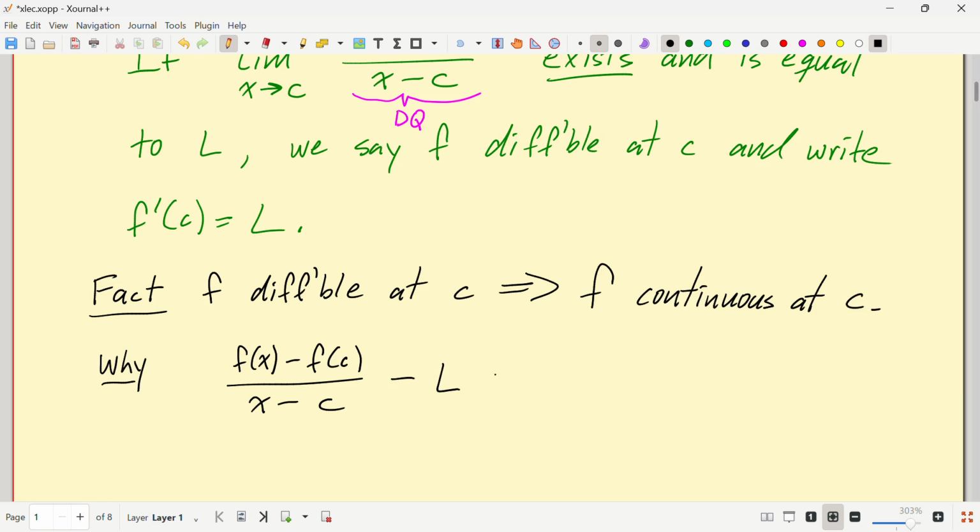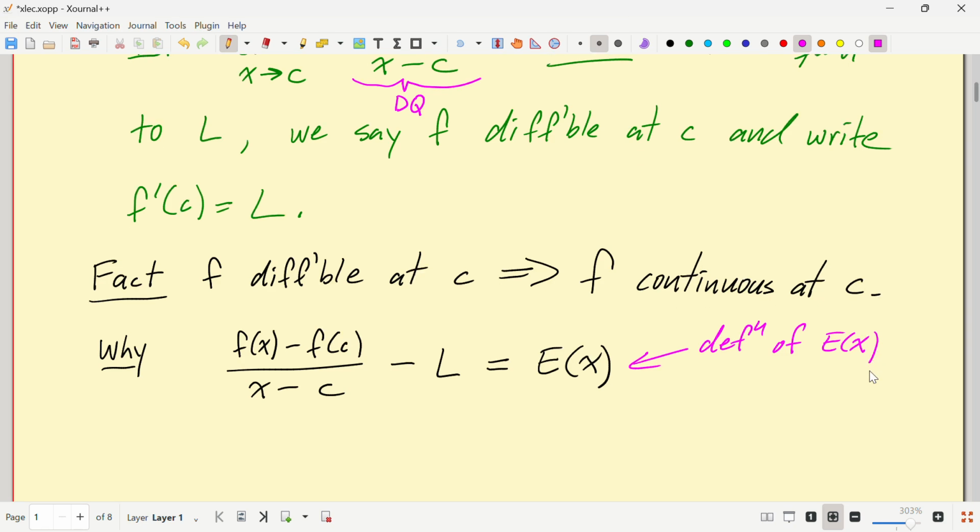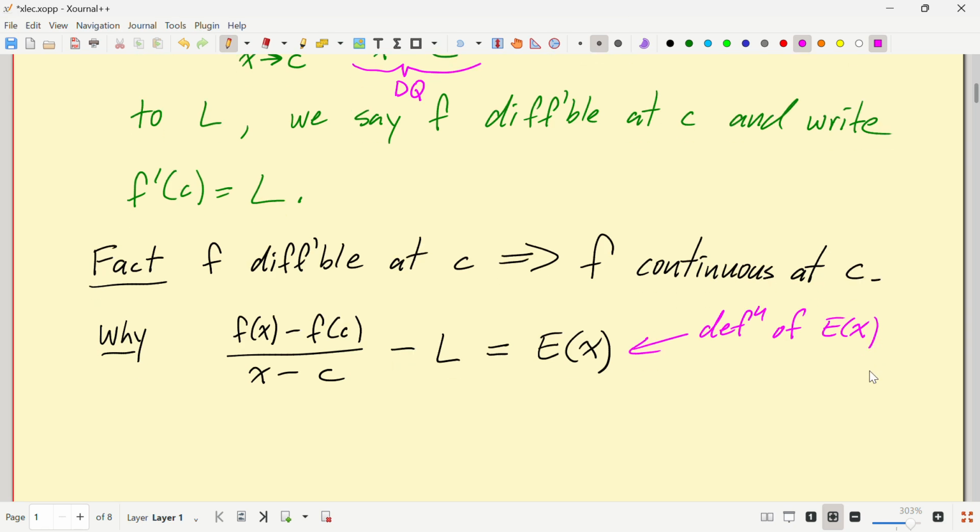Some limit. Then that difference would be, I'll call this E of x for error. So this is the definition of E of x. I'm sorry, E of x. When I teach complex analysis, it's E of z, not E of x. That's the definition of E of x, and think of it as the error. That difference quotient is close to L, and that would be the error at x.